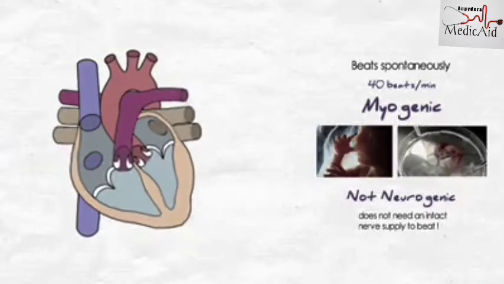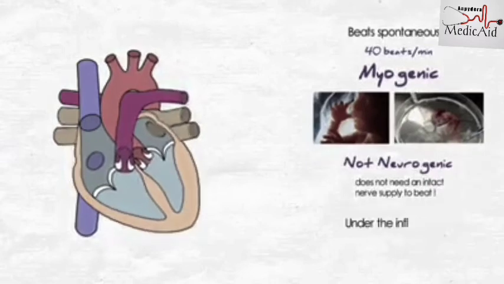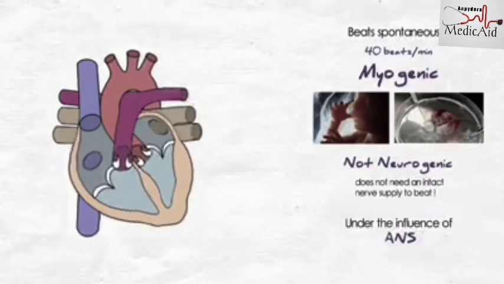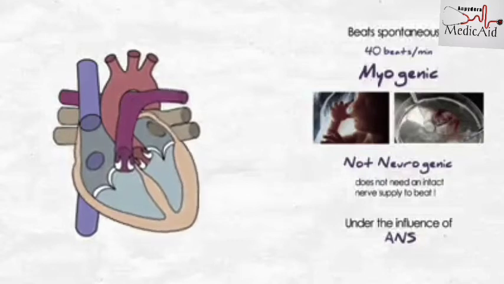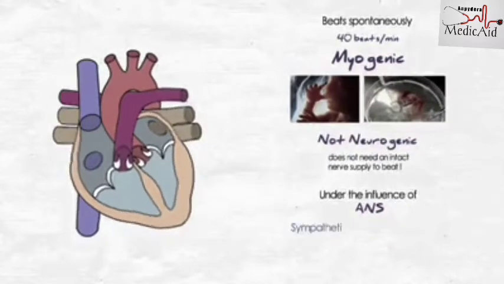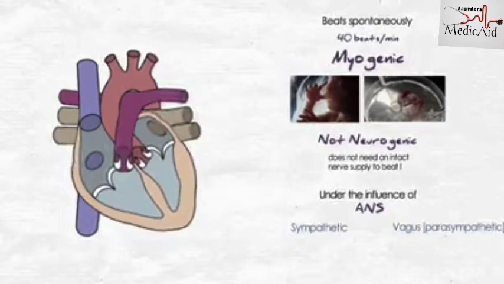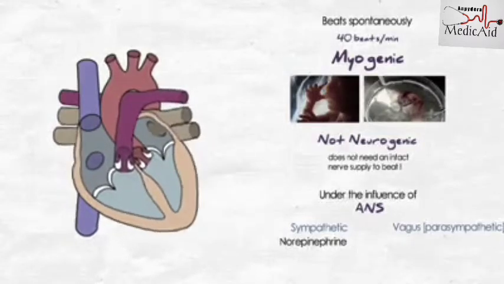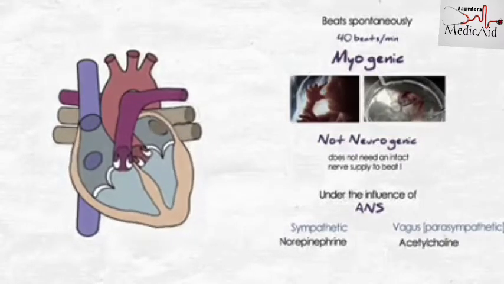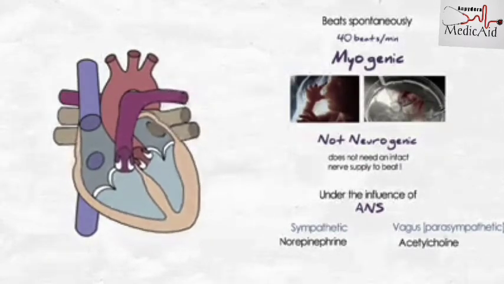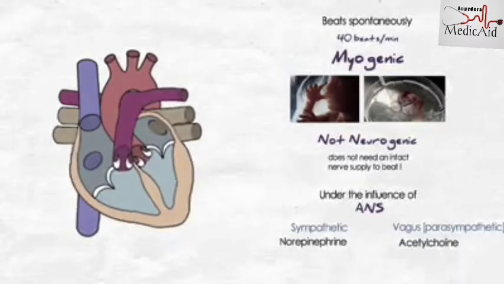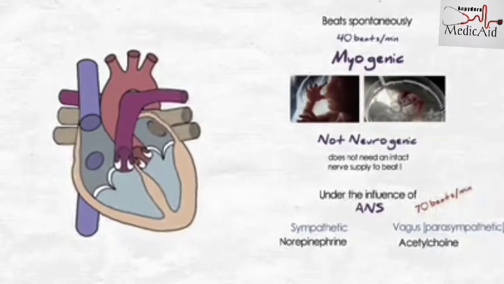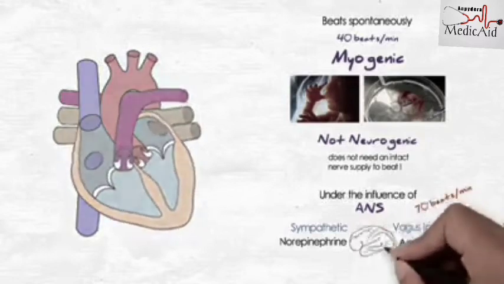Although the rhythmic beating of the heart is myogenic, it's still under the influence of the autonomic nervous system by its 2 branches. The heart receives impulses from sympathetic and vagus parasympathetic nerves. The sympathetic nerve, as we know from the ANS chapter, releases norepinephrine, increasing the heart rate. And the vagus nerve releases acetylcholine, decreasing the heart rate. In general, neural control of the heart speeds the pulse up to 70 beats per minute. Sympathetic and vagus nerves are under the control of higher centers in the brain.